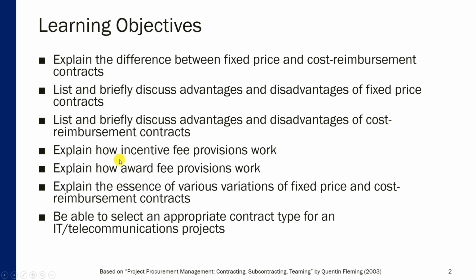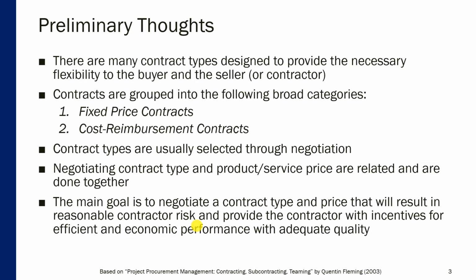You should also be able to explain how incentive fee provision works, explain how award fee provision works, and also explain the essence of various variations of fixed price and cost reimbursement contracts. Finally, you should be able to select an appropriate contract type for an IT telecommunications project, depending on the needs of the project and the specific items that you're procuring.